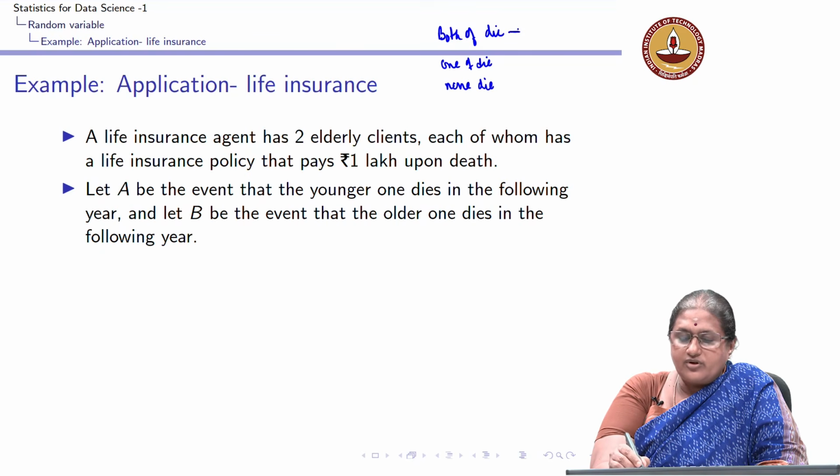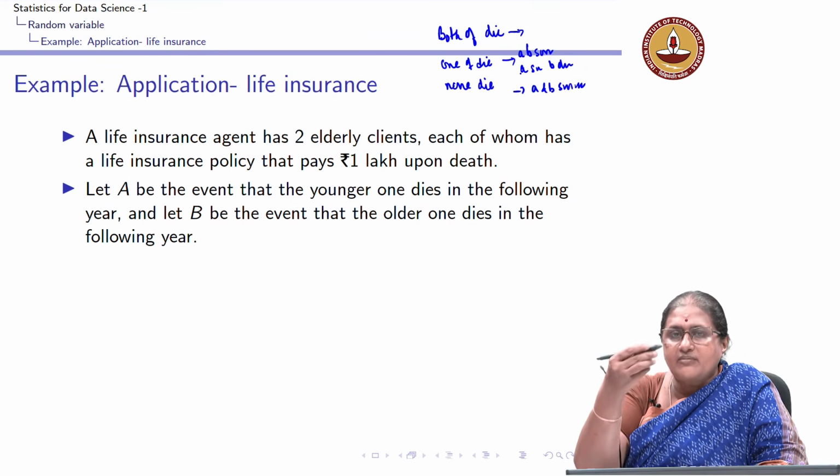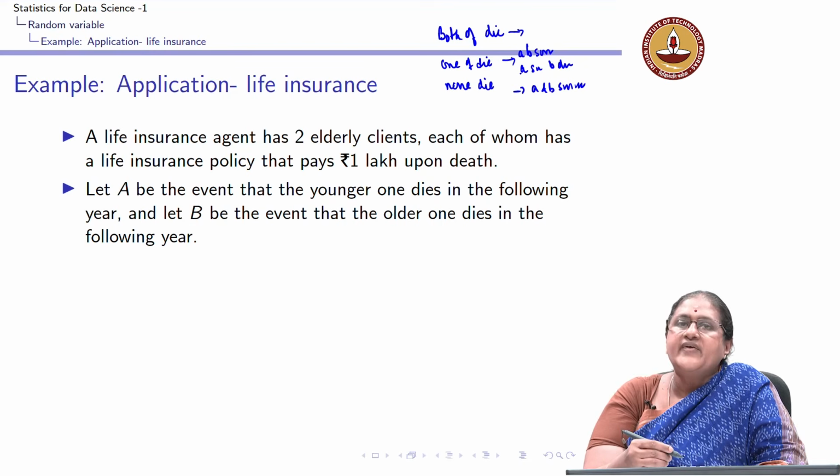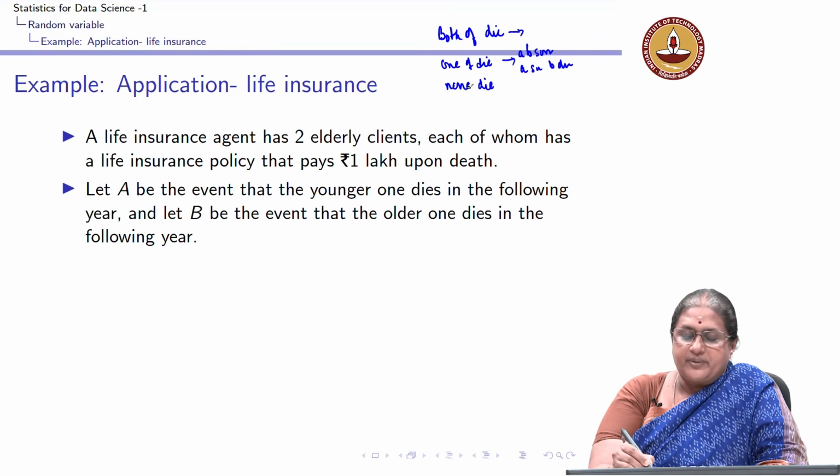Now, both of them die, or one of them dies. If I call them A and B, A dies and B survives, or A survives and B dies, or both A and B survive. These are the possible outcomes if I am talking of this in terms of a random experiment.